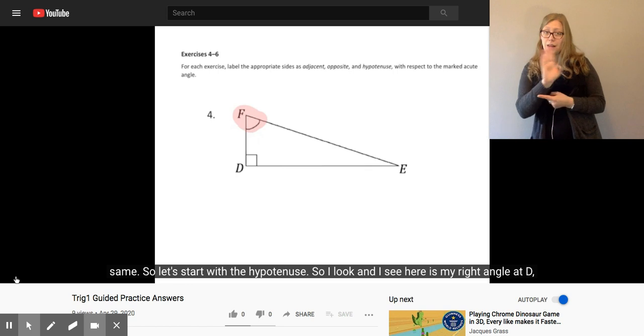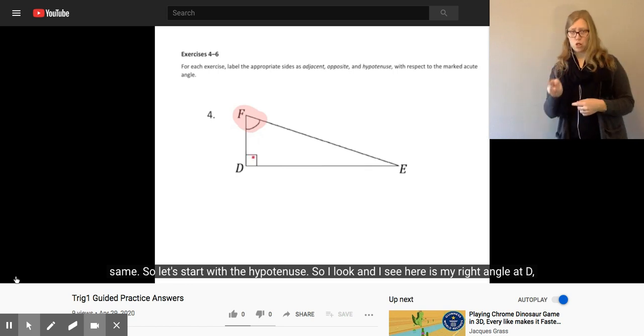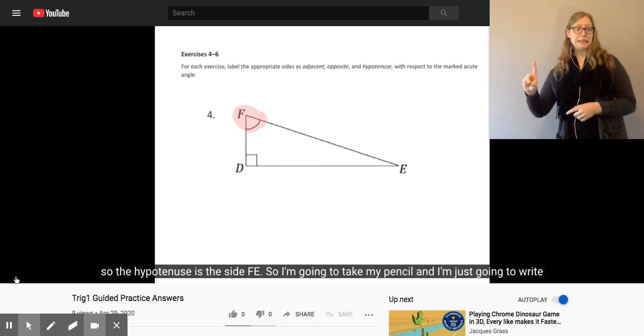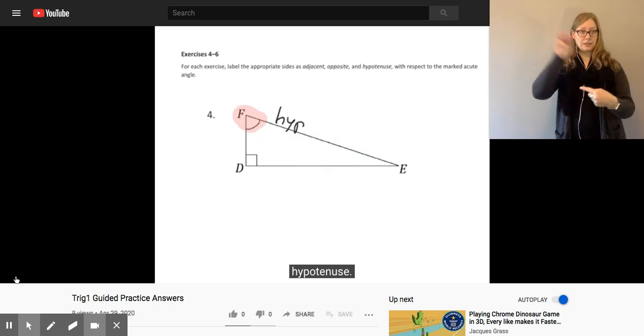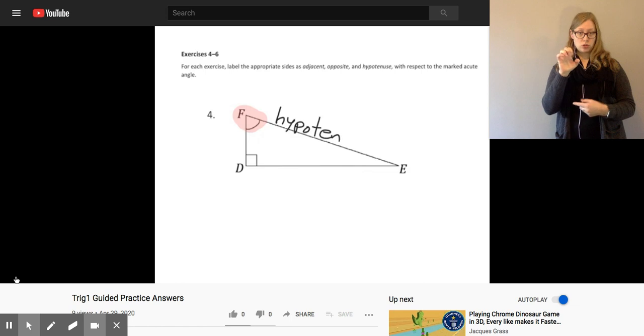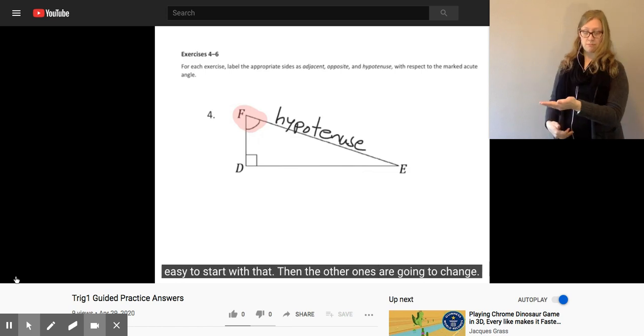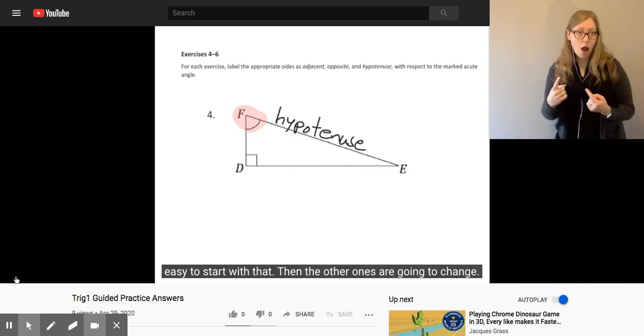So I look and I see here is my right angle at D. So the hypotenuse is the side FE. So I'm going to take my pencil and I'm just going to write hypotenuse. It's probably always easy to start with that. Then the other ones are going to change.